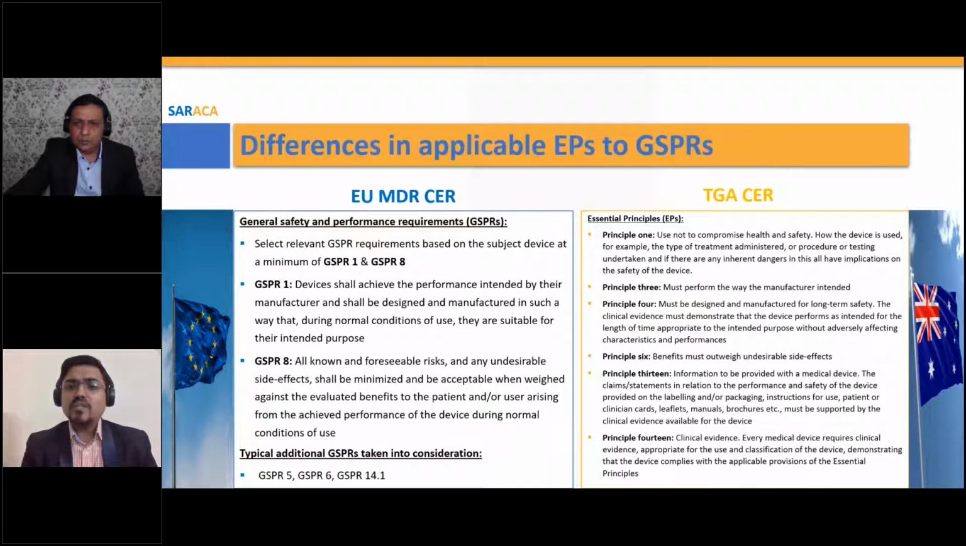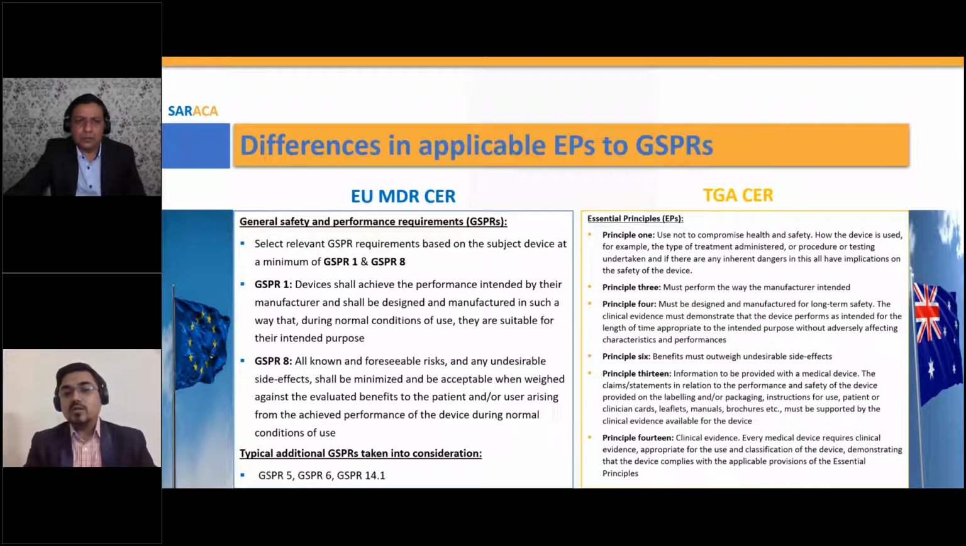The essential principle, principle 1, is not to compromise health and safety. How the device is used, for example the type of treatment administered, or the procedure or testing, the intervention of the device, how the treatment is going on, how the procedure or the testing is undertaken. So this is a very basic requirement. Then principle 3: must perform the way the manufacturer intended. It's only the performance requirement, which is already inside GSPR 1 only.